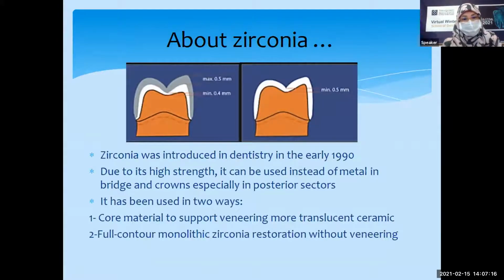Let me give a little explanation about zirconia. Maybe some of you know zirconia. Zirconia is an indirect restorative material that has a tooth coloration. And due to its high strength, it can be used instead of metal in bridges and crowns, especially in posterior sections. Actually, it is used in 2 ways. First, as a core material to support more translucent veneering ceramics, or as a full contour monolithic zirconia without veneering ceramic restoration.